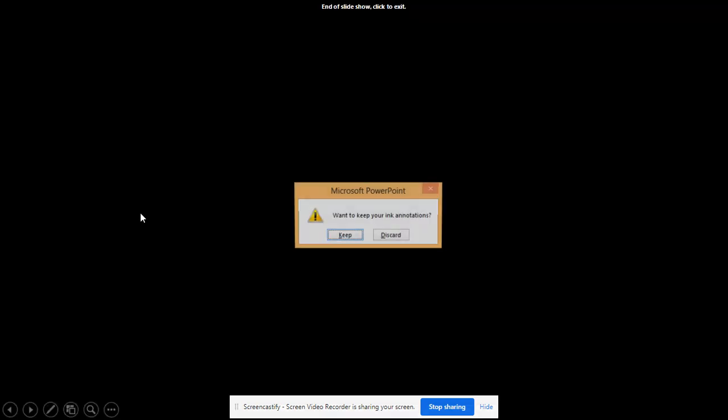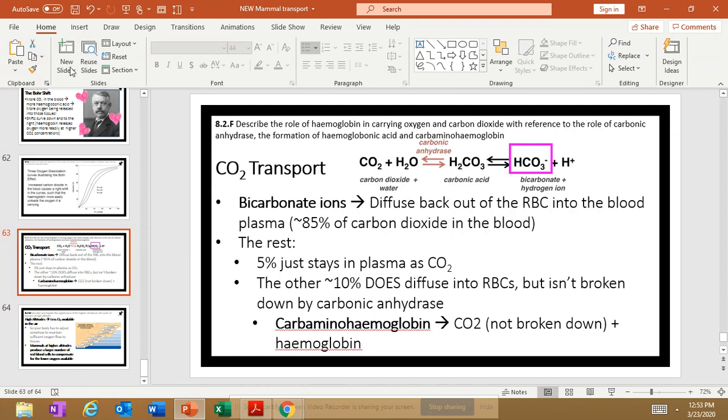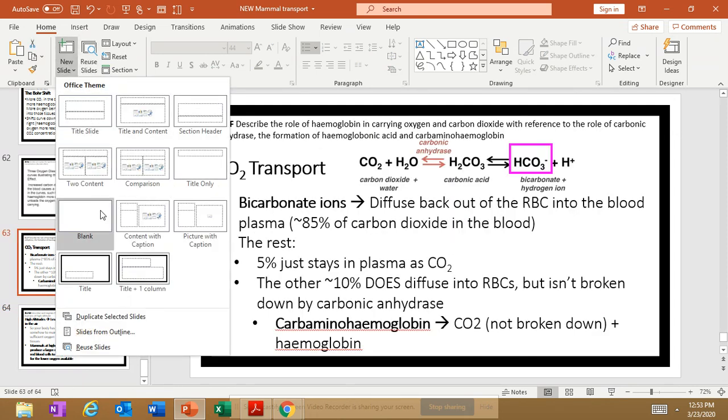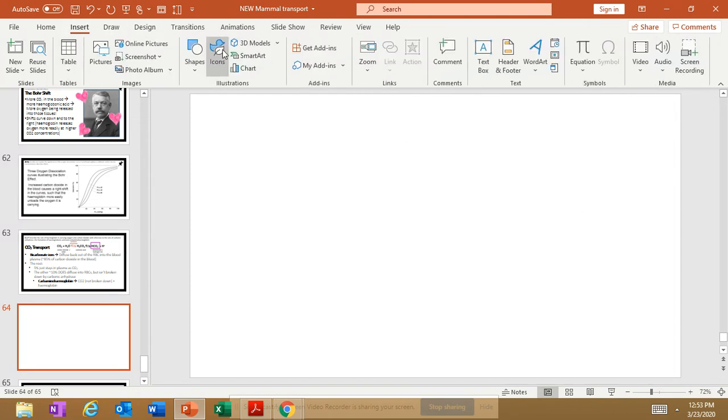Very last thing I want to do is switch back super quick to those big hemoglobin words, because there's something in the notes about that.